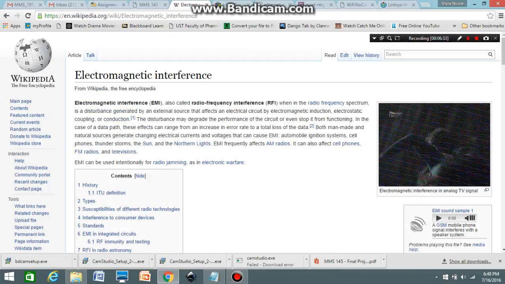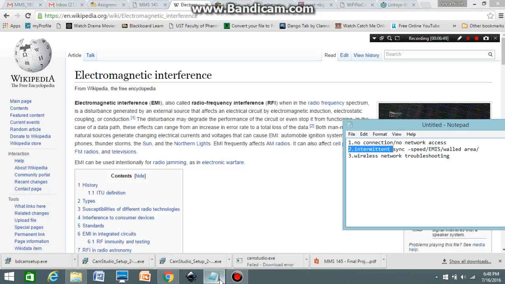Or if we're living in a walled subdivision or high-rise buildings, that might also be an issue. Or if there are tall trees outside our house, that might be an issue. And the resolution for that is for us to call our internet service provider.